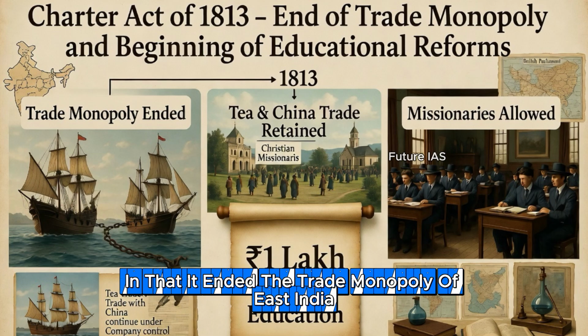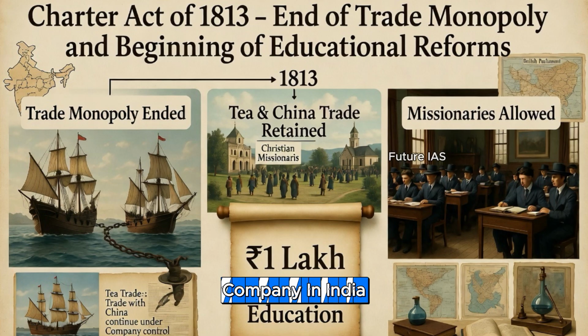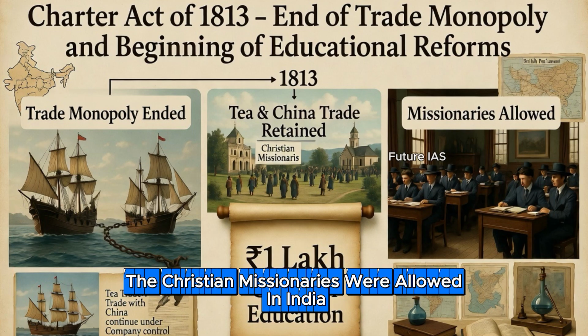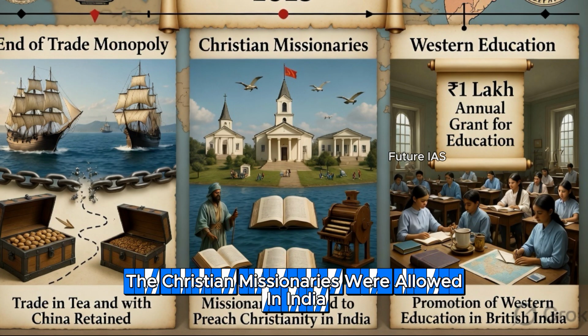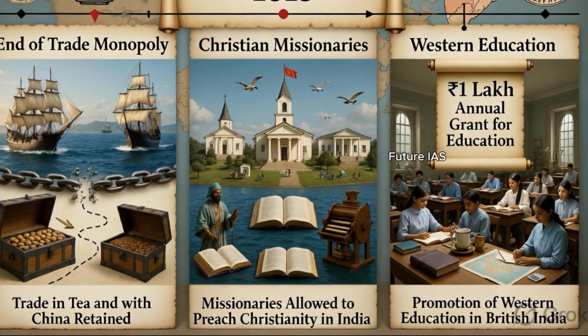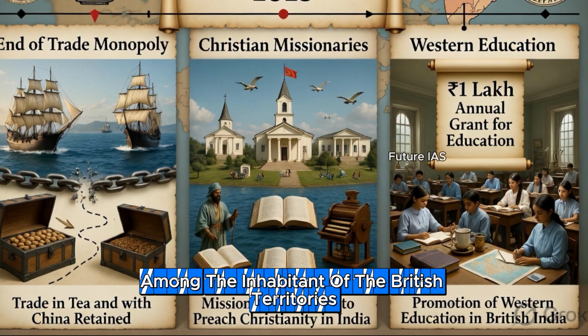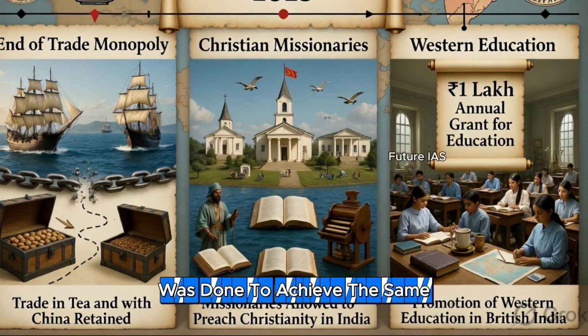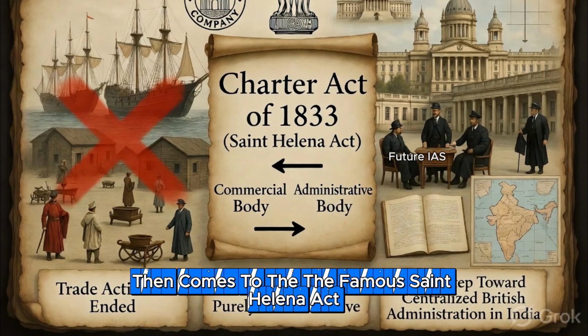In that, it ended the trade monopoly of the East India Company in India, except trade in tea and trade with China. Christian missionaries were also allowed in India to preach their religion, and Western education needed to spread among the inhabitants of the British territories in India, and an allocation of 1 lakh rupees was made to achieve the same.